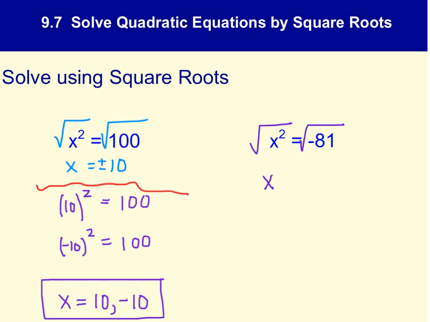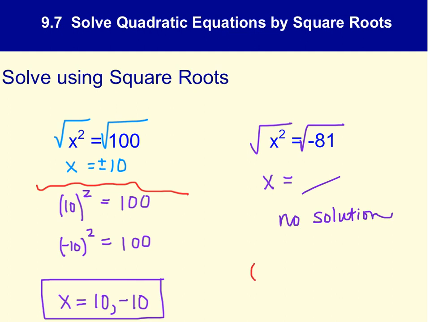So the square root of x squared is just x. And now we run into, can you take the square root of a negative number? If you try it on your calculator, you're going to get an error message. So we actually can't do this. So we would say no solution, because you can't square root a negative answer or a negative number.